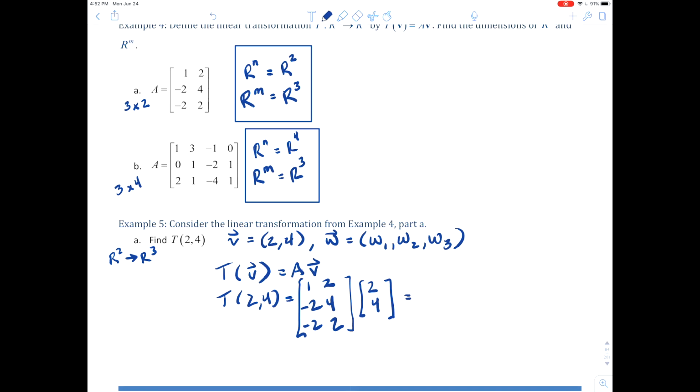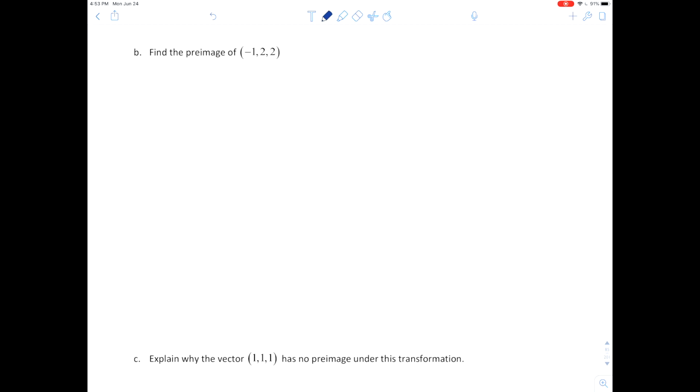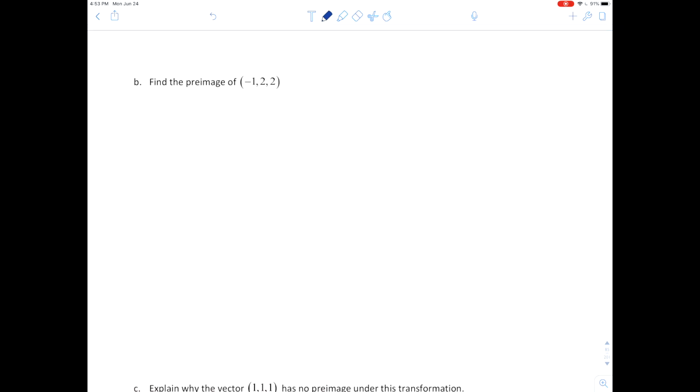Okay? So then what are we going to get? Good, we'll get a 3 by 1, which is what we want. And so we'll get, what is it? 1, 2 plus 8 is 10. And then negative 4 plus 16 is 12. And then negative 4 plus 8 is 4. And so now the way we want to write this, when we give our response, is T at (2, 4) is equal to the ordered triple (10, 12, 4). Cool?